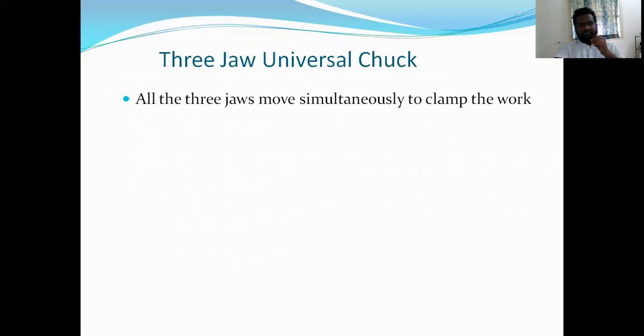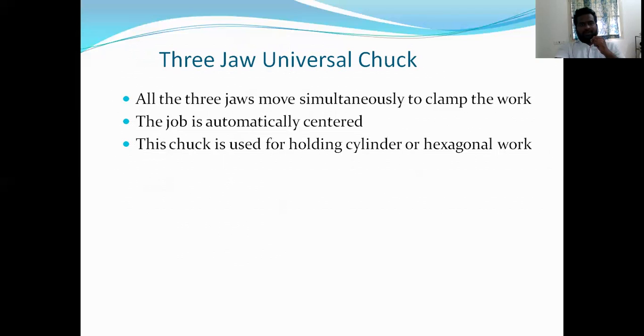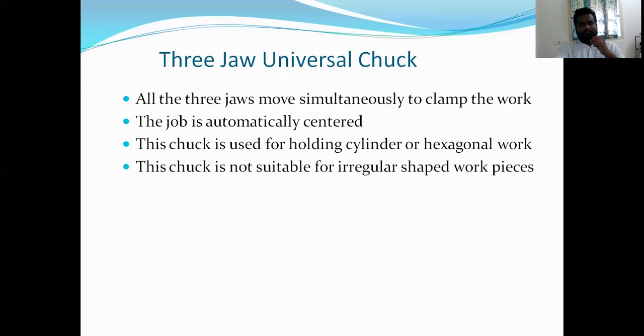Before discussing all these chucks, we are now moving to the 3-jaw universal chuck. All 3 jaws move simultaneously to clamp the work. The job is automatically centered. This chuck is used for holding cylindrical parts or hexagonal work parts. It is not suitable for irregular shaped workpieces.